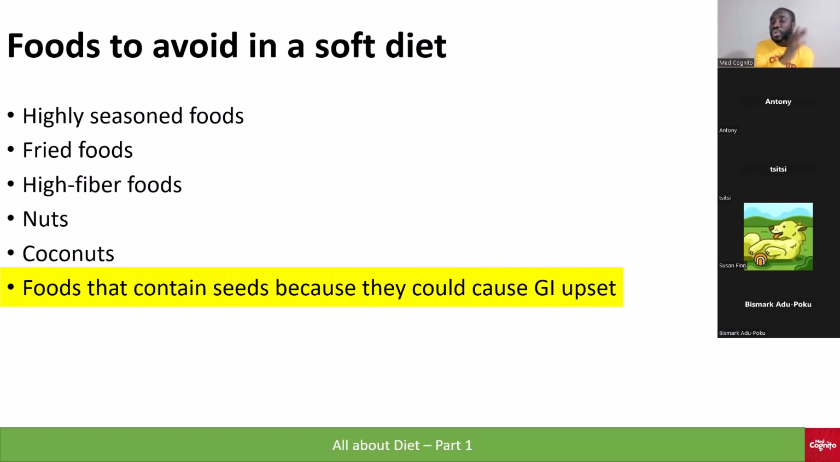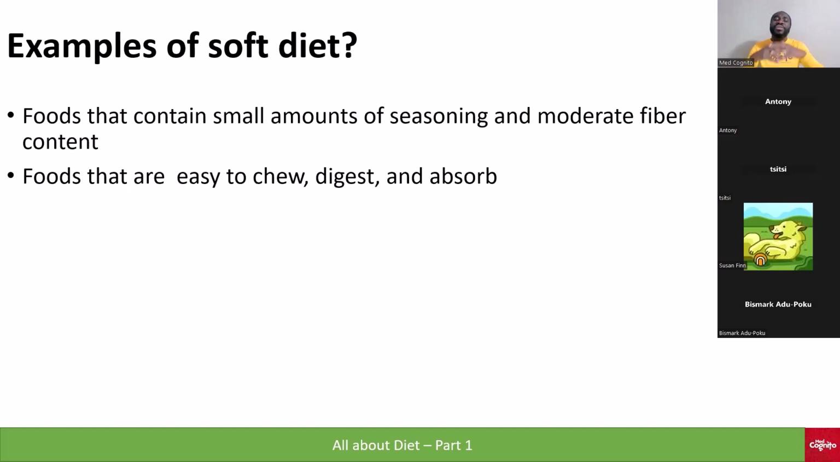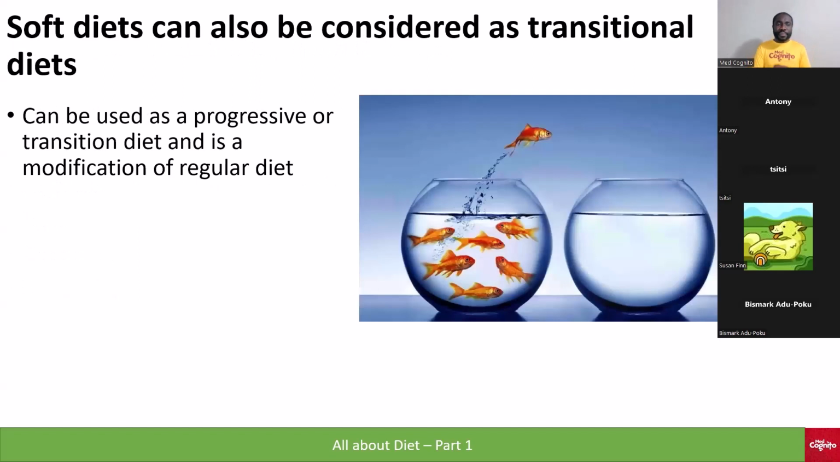It's the very hard one we're talking about, and foods that contain seeds, because they can cause GI upset. So when it comes to a soft diet: highly seasoned foods, no. Fried foods, no. High fiber foods, no. Nuts, no. Coconuts, no. Foods that contain seeds, because they could cause GI upset, no. You should rather give foods that are easy to chew, easy to digest, and easy to absorb.